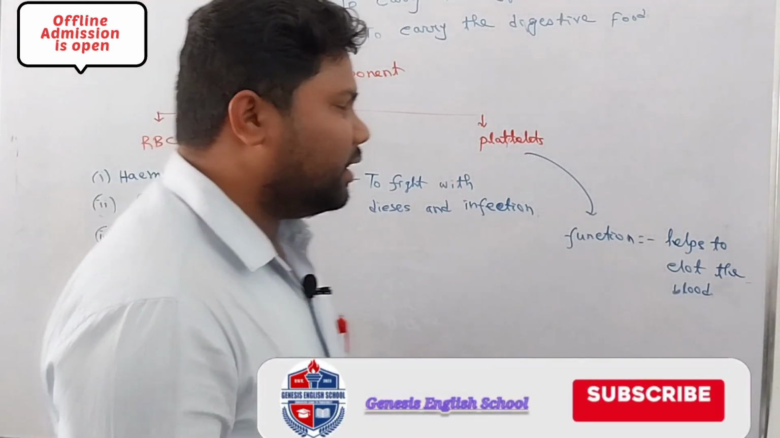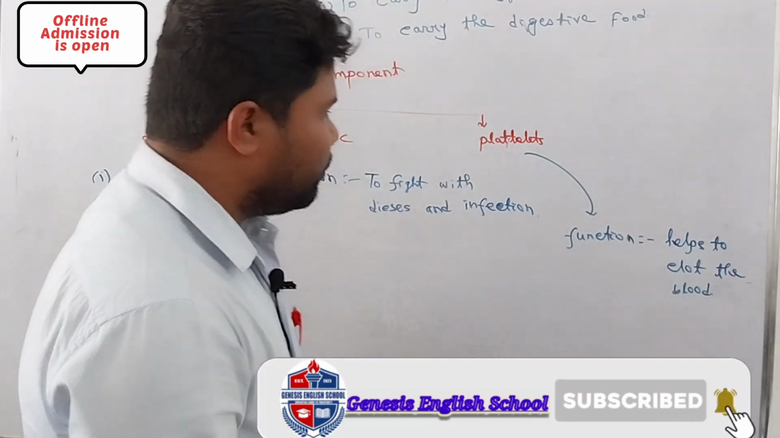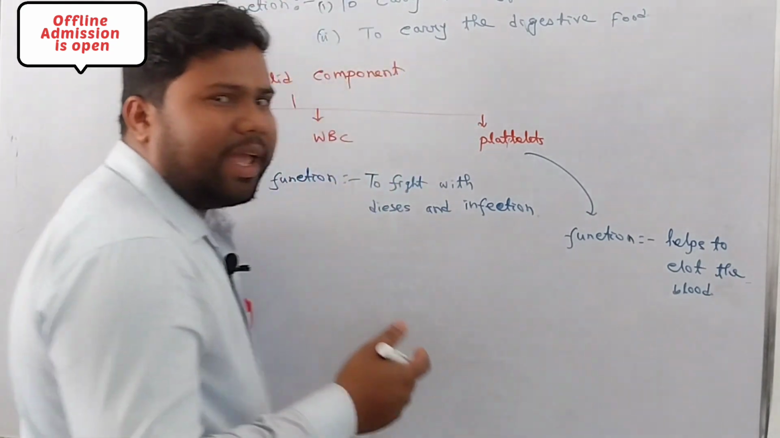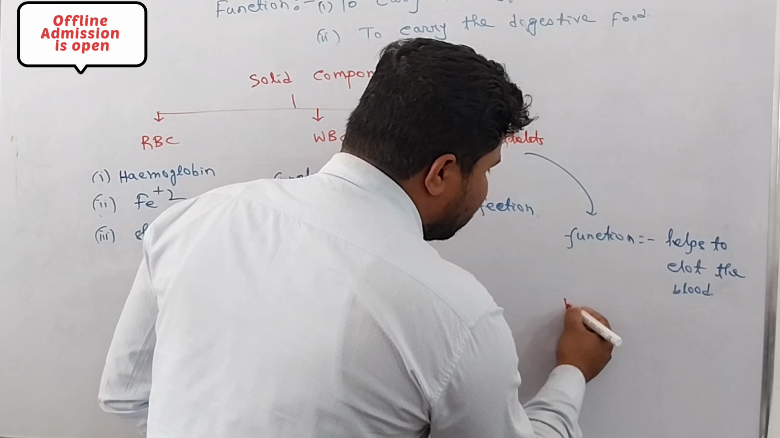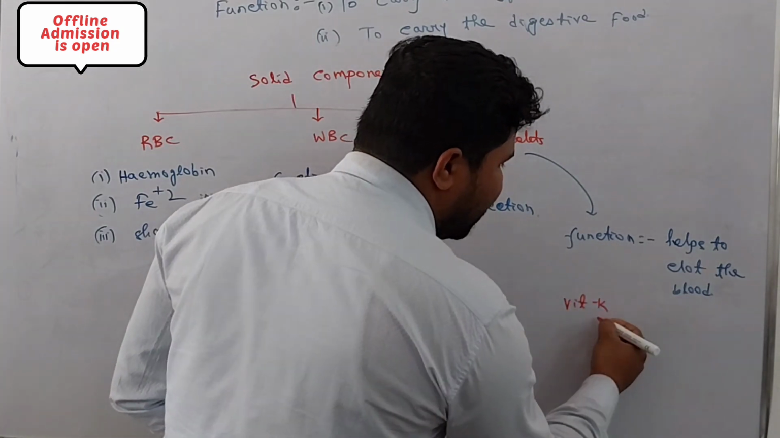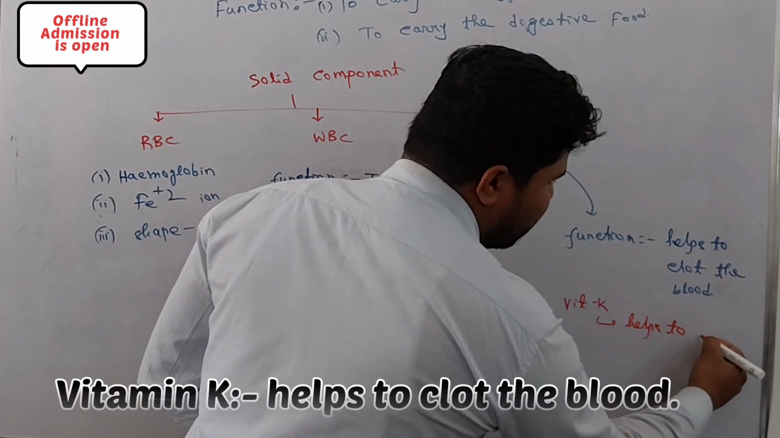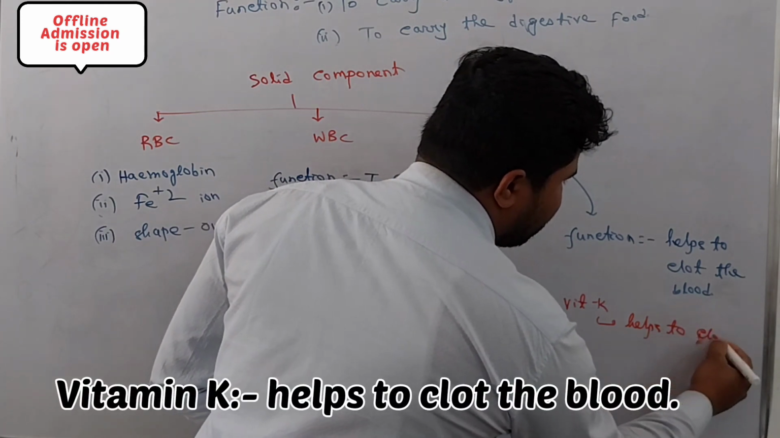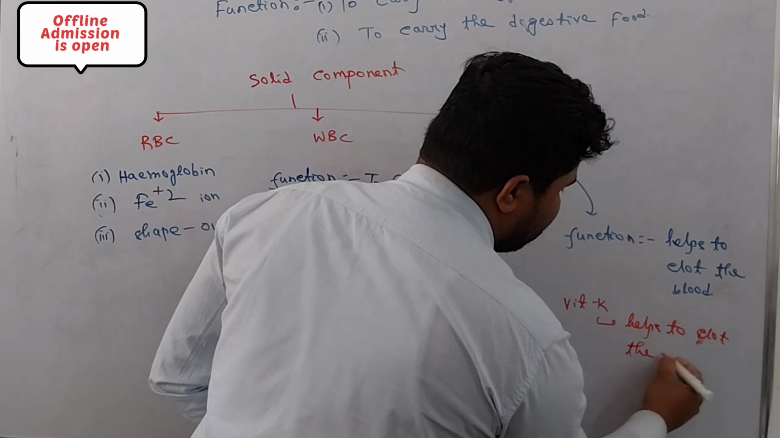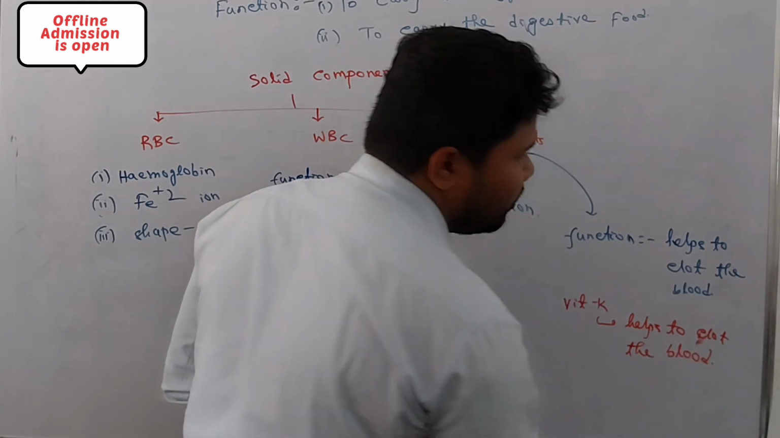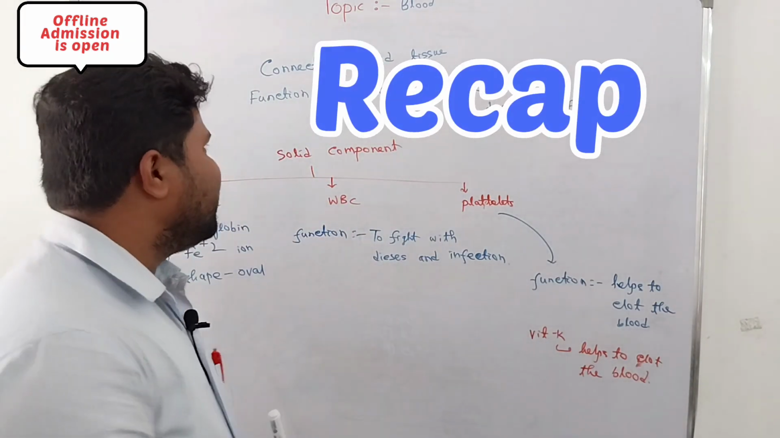And one more thing that I would like to share with you. Which vitamin helps to clot the blood? Vitamin K. This vitamin K helps to clot the blood. So, let us recap from the beginning.